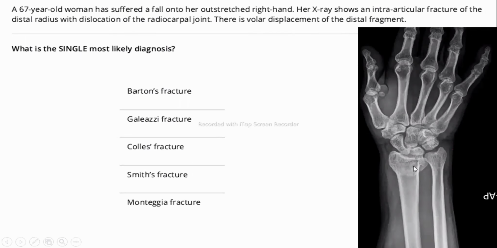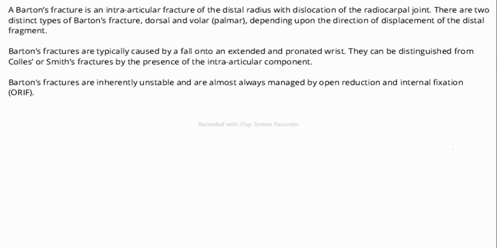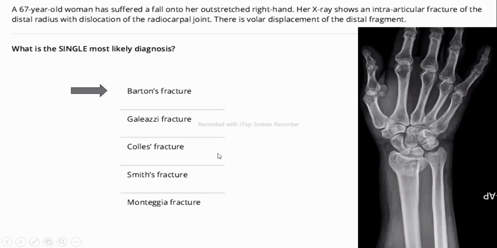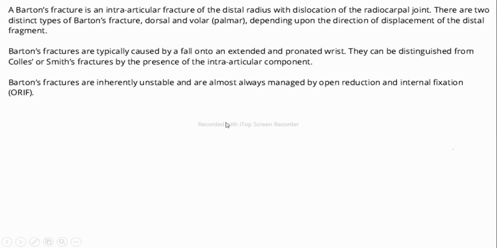This one, can you see the fracture here? Vertical fracture. Barton fracture. Clear now? Okay, so it's an intra-articular fracture of the distal radius. What is the management? ORIF, open reduction. Because it's intra-articular. Excellent. So if they ask what the management is, ORIF. If they ask why this patient needs ORIF, it's because it's intra-articular, okay?